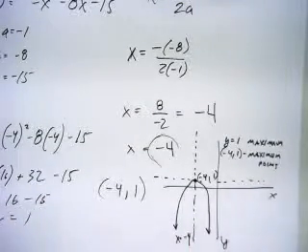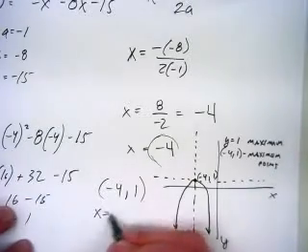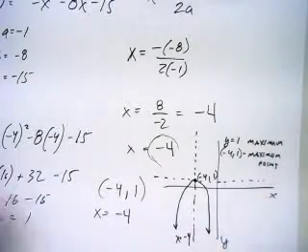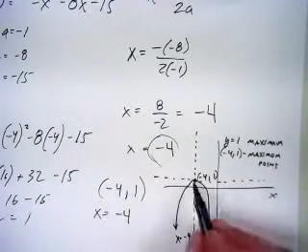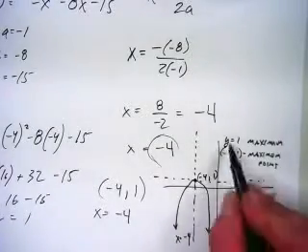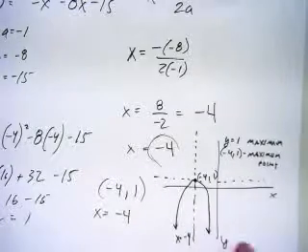So if they ask you, if that's what they were asking on that problem, which I think it is, let me check. Yeah, we found the coordinates of the vertex, negative 4, 1. We found the equation of the axis of symmetry, which is x equals negative 4. And then we found the greatest value of the function is right here at y equals 1, or you can say negative 4, 1. Those are the same thing.